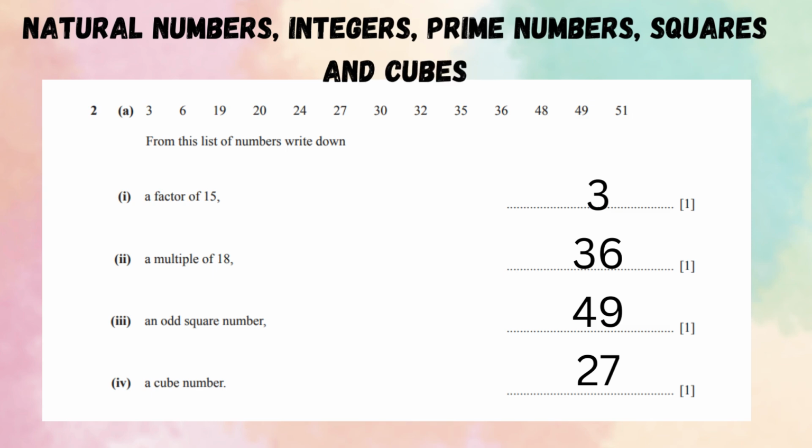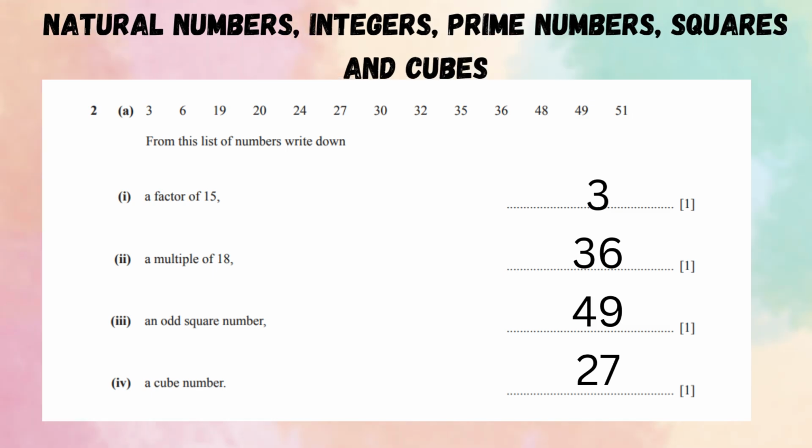Read the question carefully. In the first part, we are supposed to write a factor of 15. By factor we mean a number in whose table the number in question appears. The only number from the list in whose table 15 appears is 3. In the next part, we are supposed to write a multiple of 18. By multiple we mean the number that appears in the table of the number in question. From the list above, the only number that is a multiple of 18 is 36.